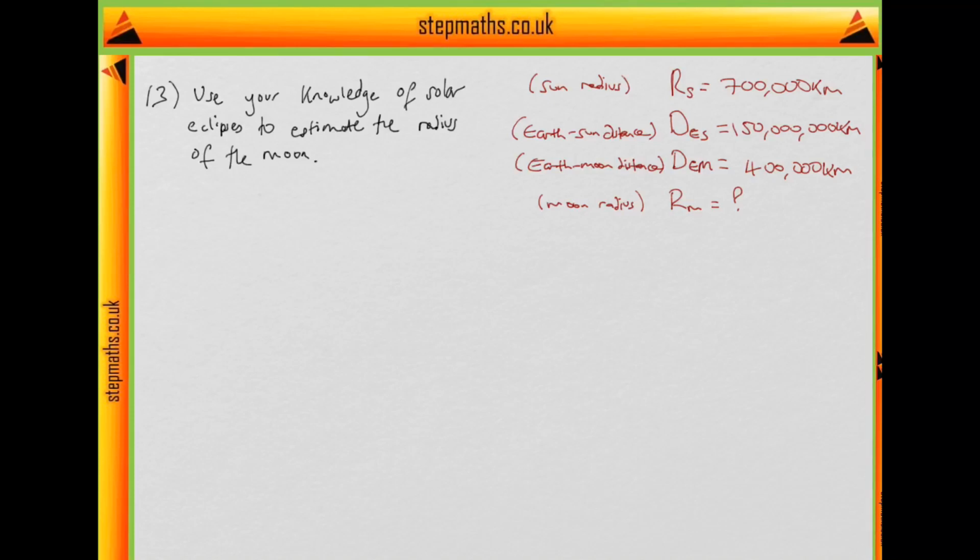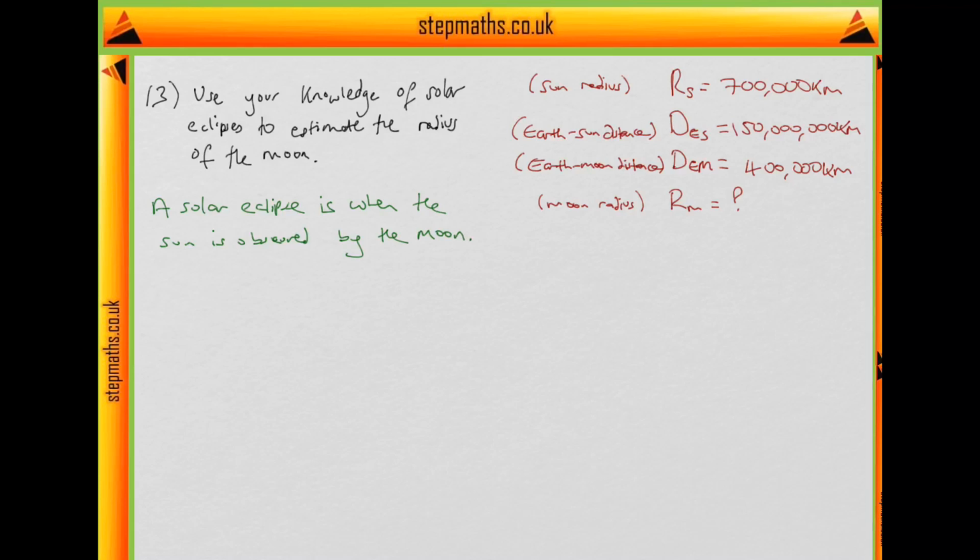So first of all, we ask ourselves, what is a solar eclipse? A solar eclipse is essentially when the Sun is obscured by the Moon. As the Earth orbits around the Sun and the Moon orbits around the Earth, at some point the Moon will lie such that it blocks out the Sun from the Earth. So we'll write this down. A solar eclipse is when the Sun is obscured by the Moon.